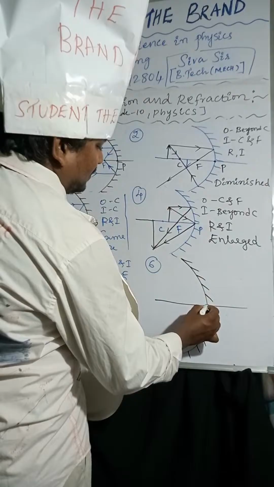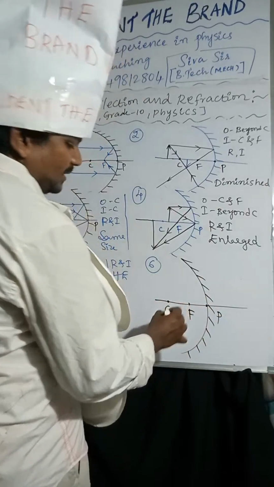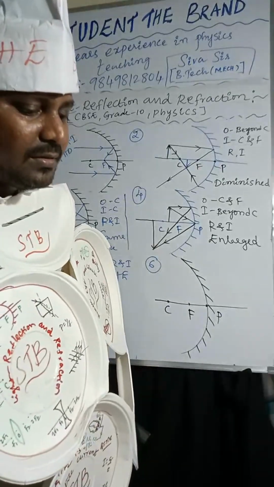So this is the pole, focus, center of curvature, pole, focus and center of curvature.